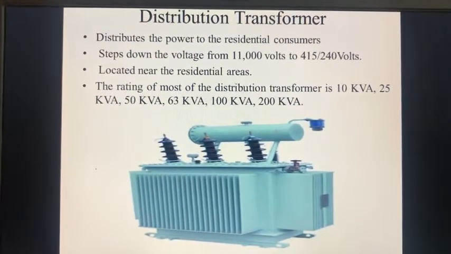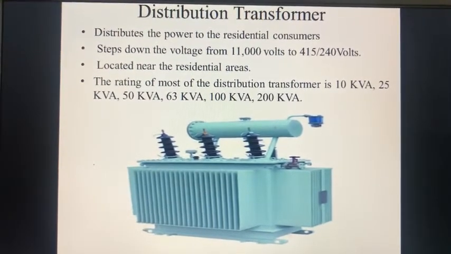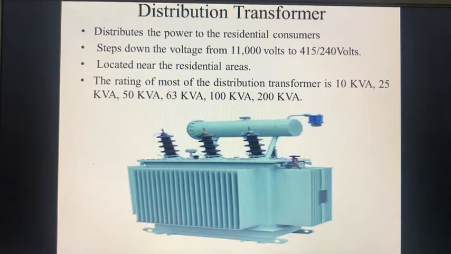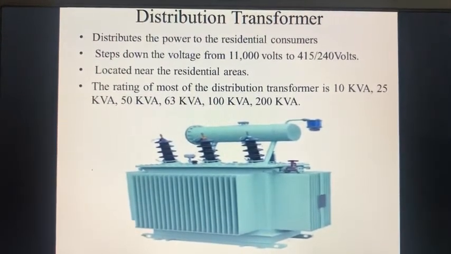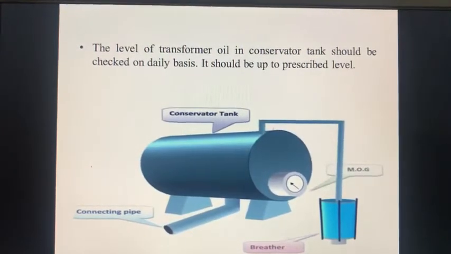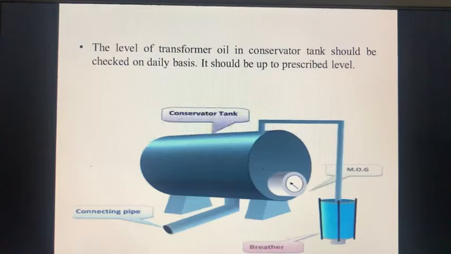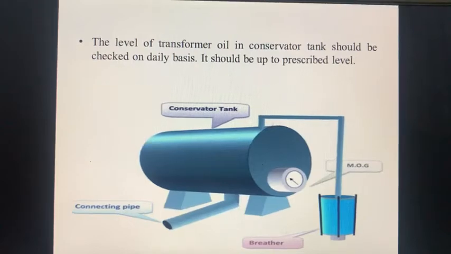The maintenance of distribution transformers is very important for their proper functioning. Some maintenance schedules are on daily basis while others are on half yearly or yearly basis. For example, the level of the transformer oil in the conservator tank should be checked on daily basis. It should be under the prescribed value. For example, it should be under 40%.